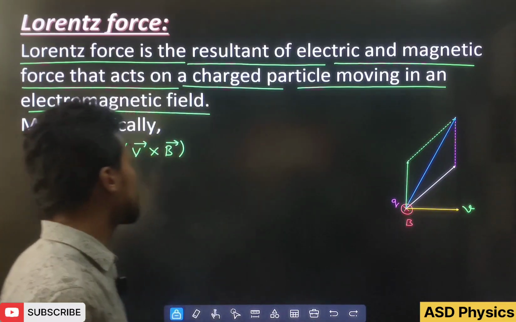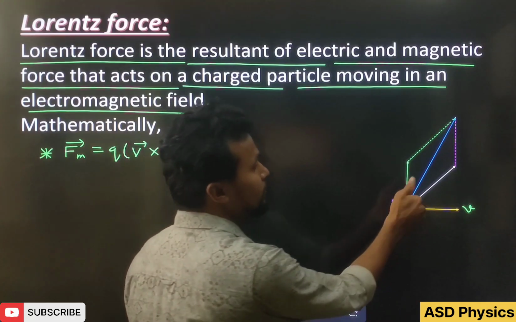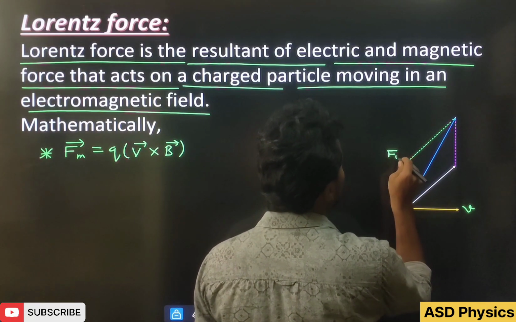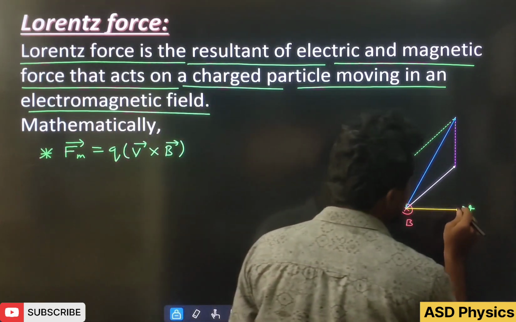How to get the direction? You have to curl your finger from the first vector towards the second vector. That means V to B. So this will be the direction of what? This will be the direction of the magnetic force experienced by the particle, and this is the velocity.